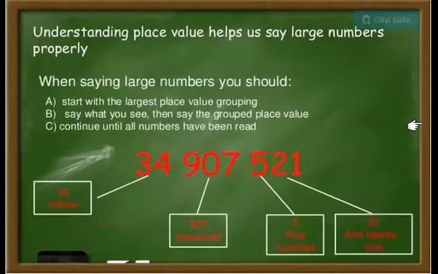Next, understanding place value helps us say large numbers properly. So how can we say the number? We start with the largest place value grouping. First we make the groups, and say the group's place value, and after that we read all the values.